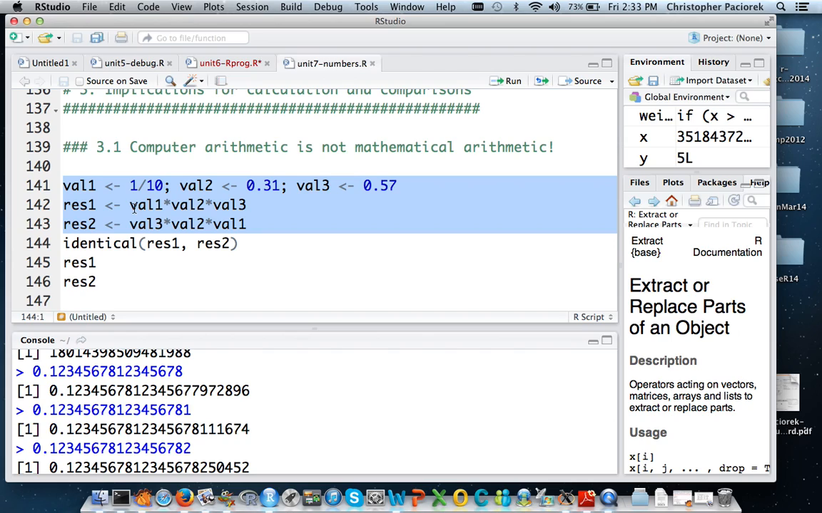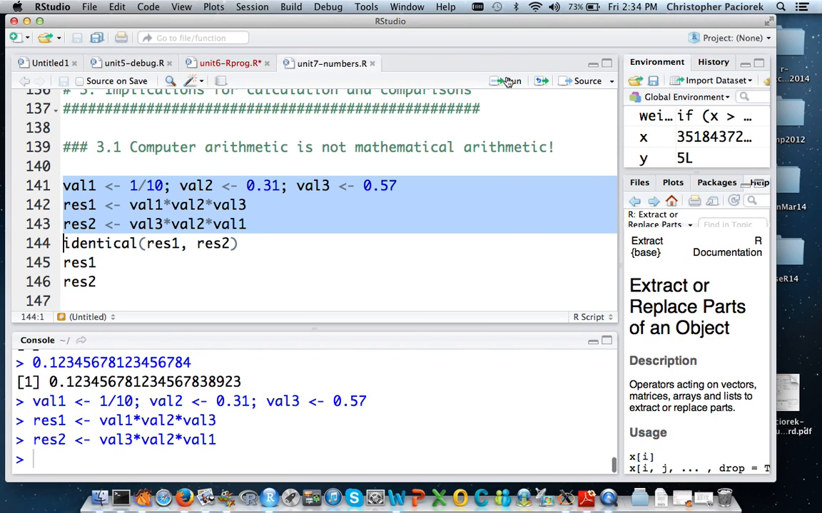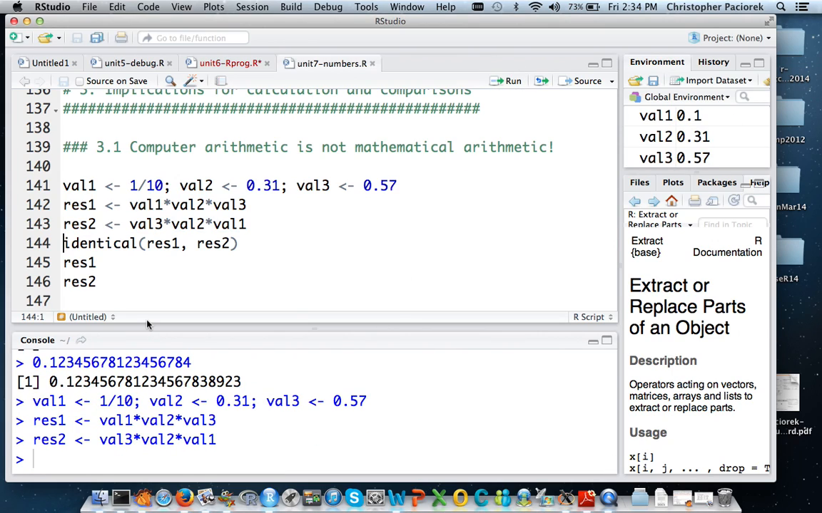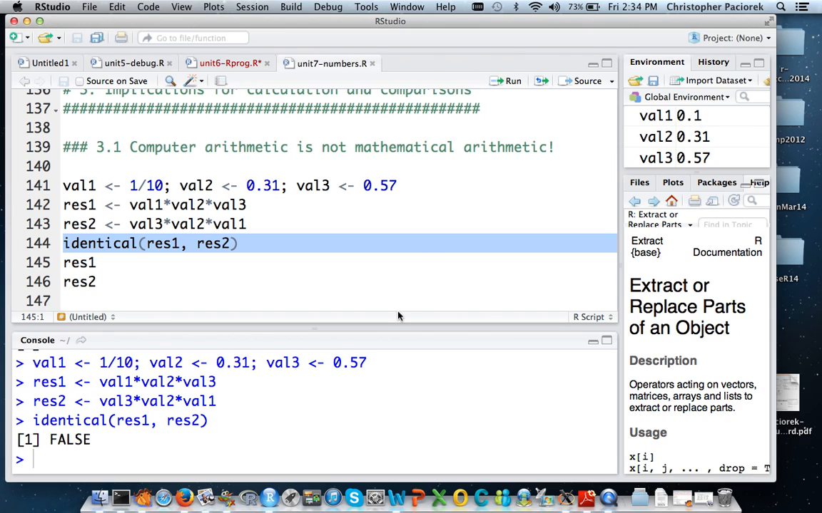What's this rule where if you multiply numbers in different orders, you get the same answer? Is that associative or commutative? That's associative. Okay. So I should be able to multiply 3 numbers in any arbitrary order, and I should get the same answer, right? Well, as we've been seeing on a computer, all is not as it appears. And if I ask whether the result of multiplying the first one times the second one times the third one is the same as the result when I multiply them in the reverse order, it says, no, indeed, those two are not exactly the same.